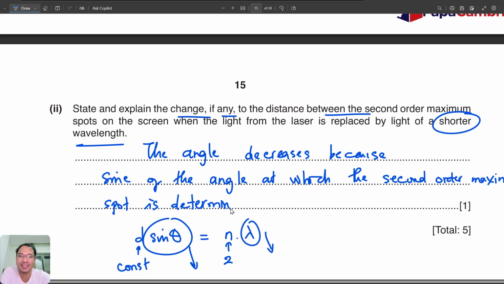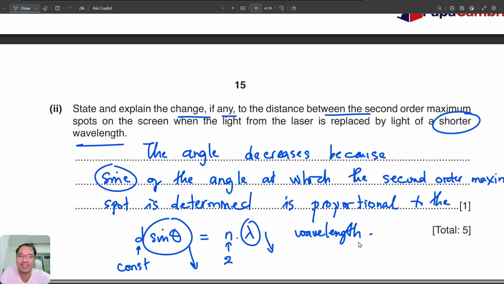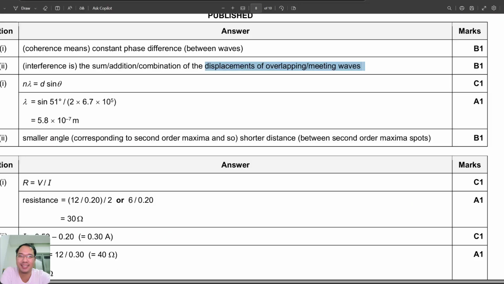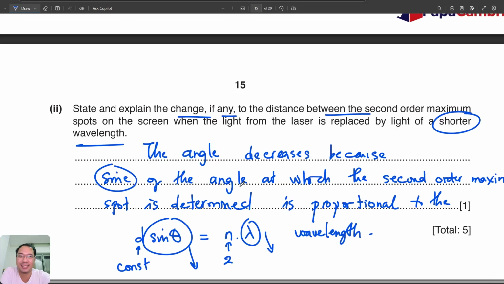is proportional to the wavelength. We cannot say that the angle is proportional to the wavelength, but the sine of that angle is proportional to the wavelength, which is now reduced. The wavelength is shorter. That's the answer: a shorter distance, a smaller angle between the second order maximum spots.